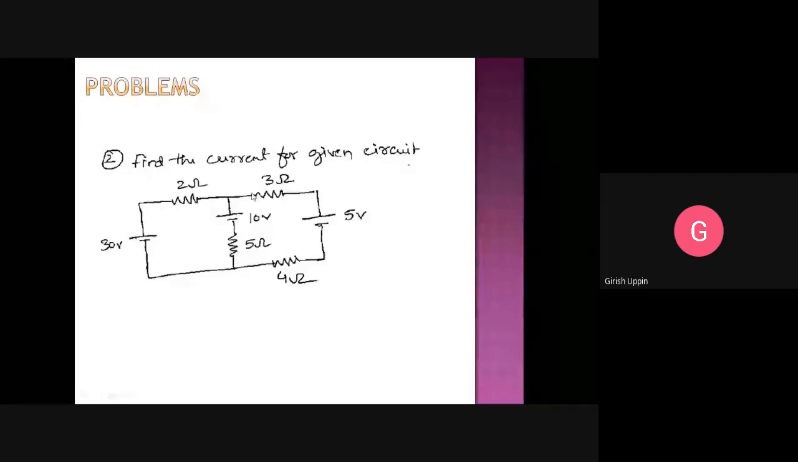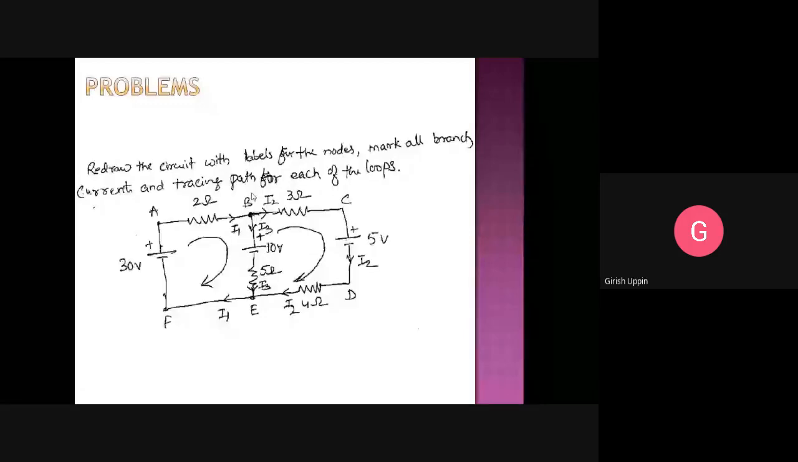So in this particular example, you can see all the nodes are marked A, B, C, D, E, F. Then the direction of tracing. This is the direction of tracing. Now the current I1 comes here, I2 goes here, and this is I3. So I have taken two different values, just for understanding. You can solve using this method.